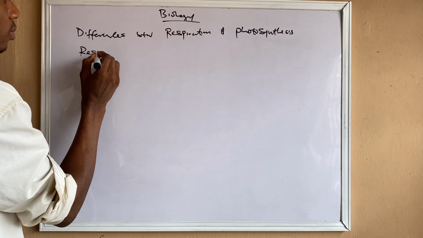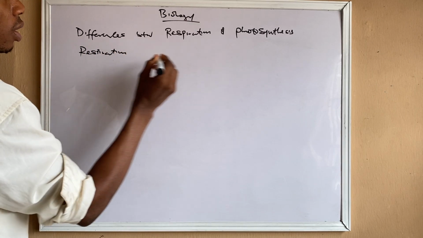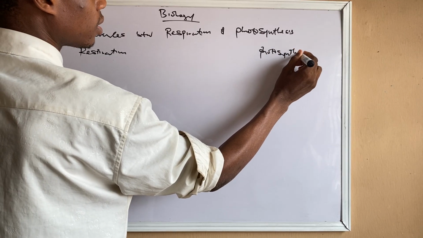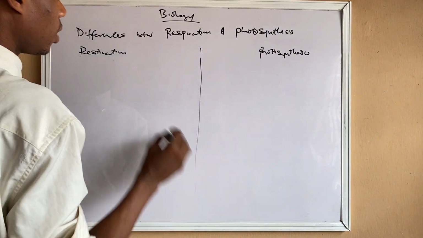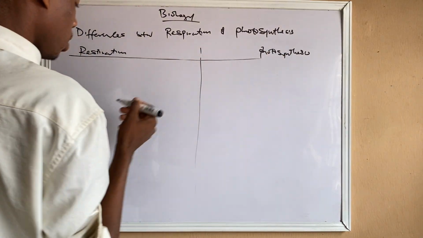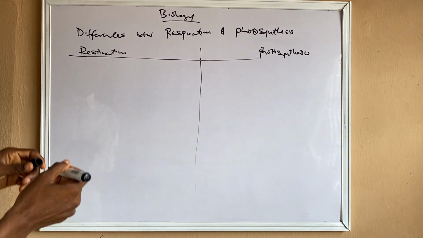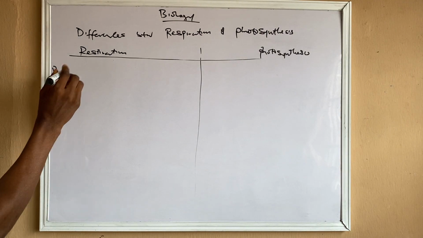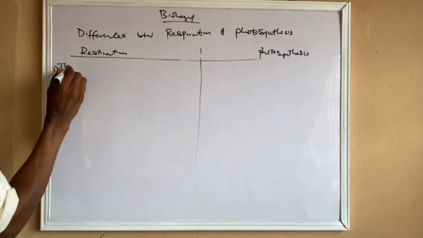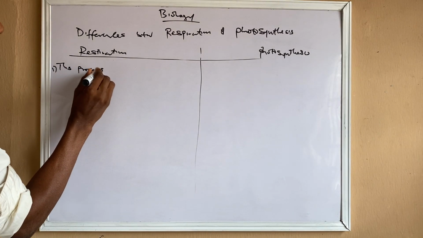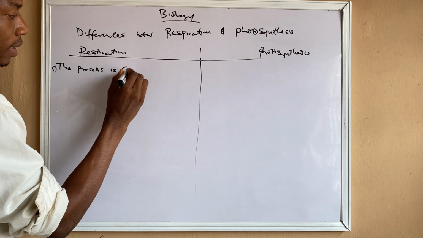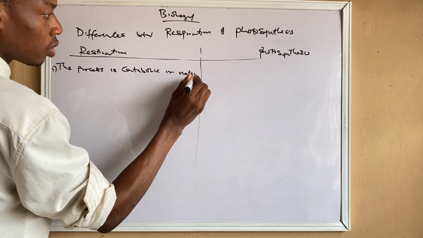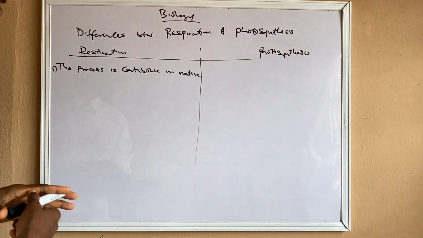Respiration and photosynthesis. Let me make it tabular. Yes. Note that the number one difference between them is that this process is catabolic in nature. What do I mean that it is catabolic in nature?